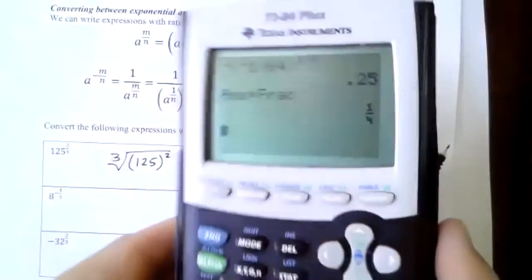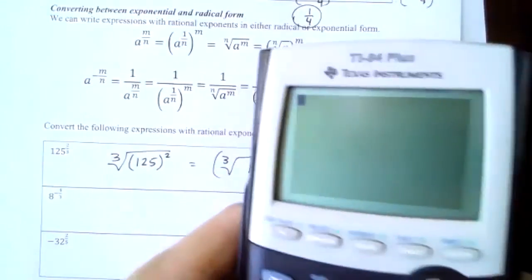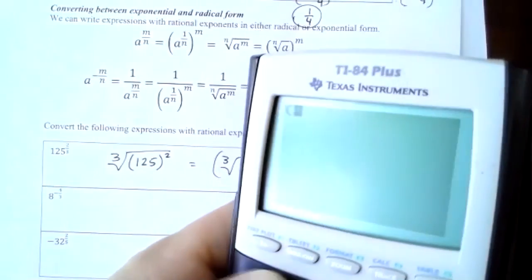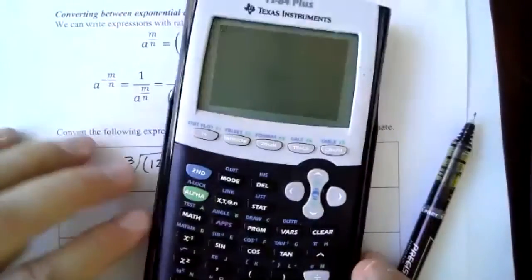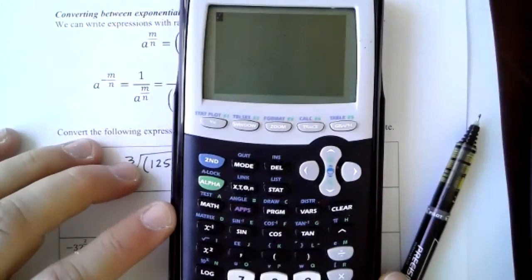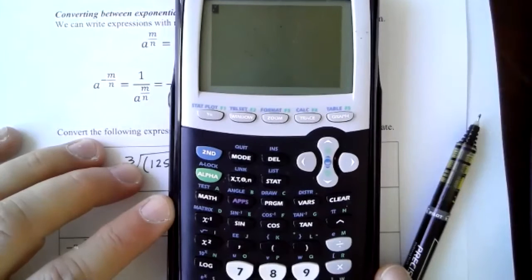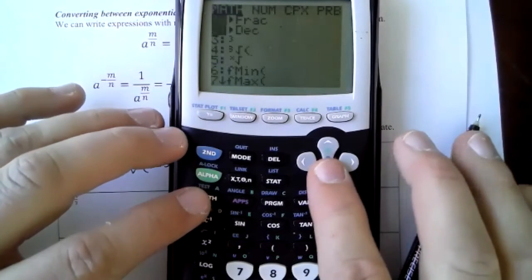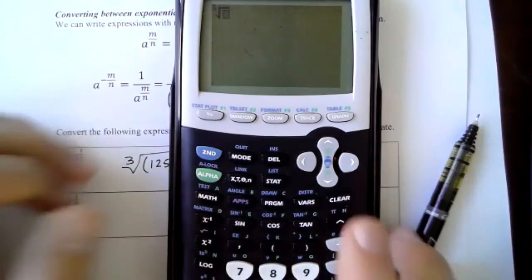Let's look at this. Second mode clear. I've got to figure out now how to do the cube root of something on this calculator. It's going to take me just a second to remember. Oh yeah, I think it's under math. And then, yeah, okay, we got cube root there.